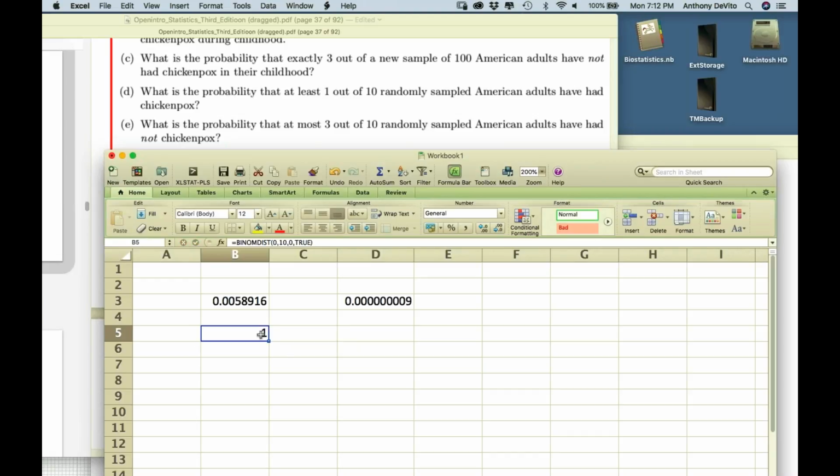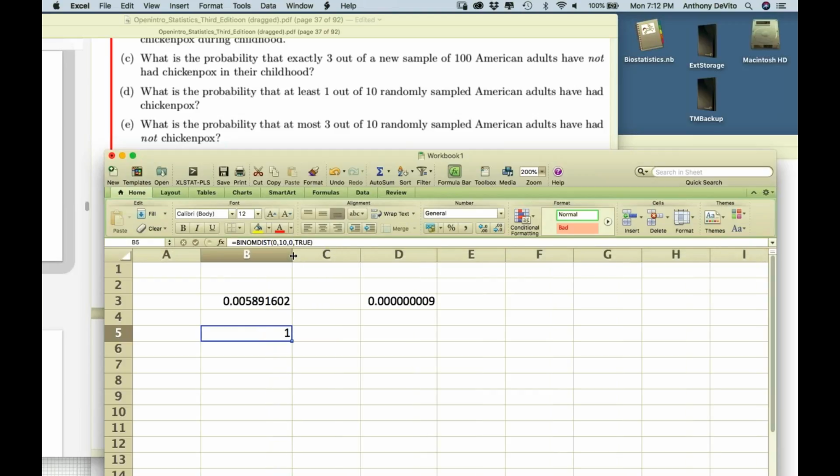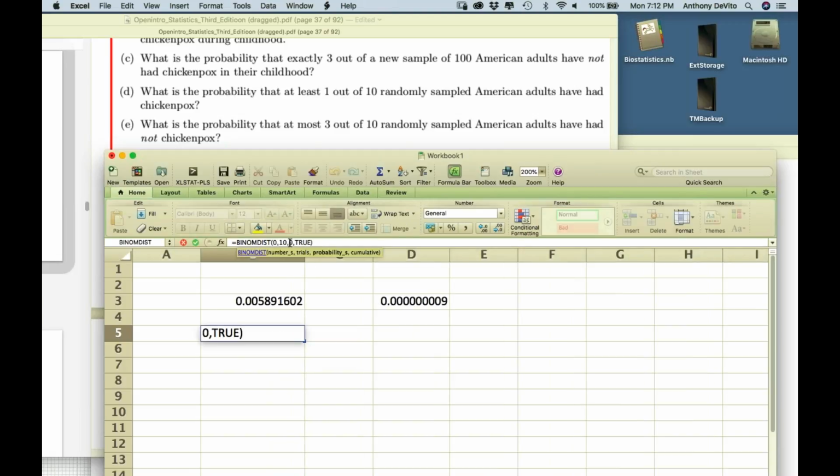So that's actually going to be, let me see here. I think I messed that up here. I put zero in there instead of 0.9.